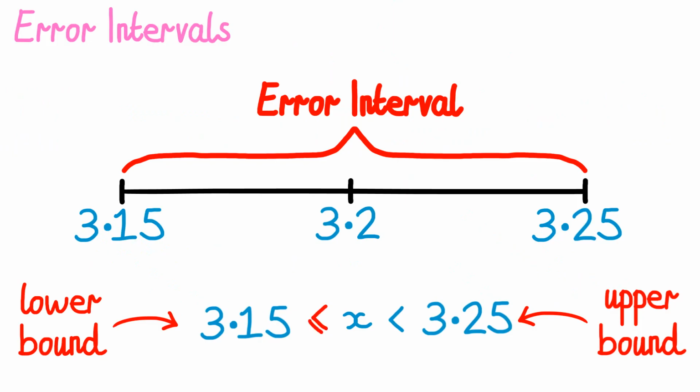Notice we have a less than or equal to symbol by the 3.15 because we're allowed that number, but we're not allowed 3.25, so it's just a regular less than.